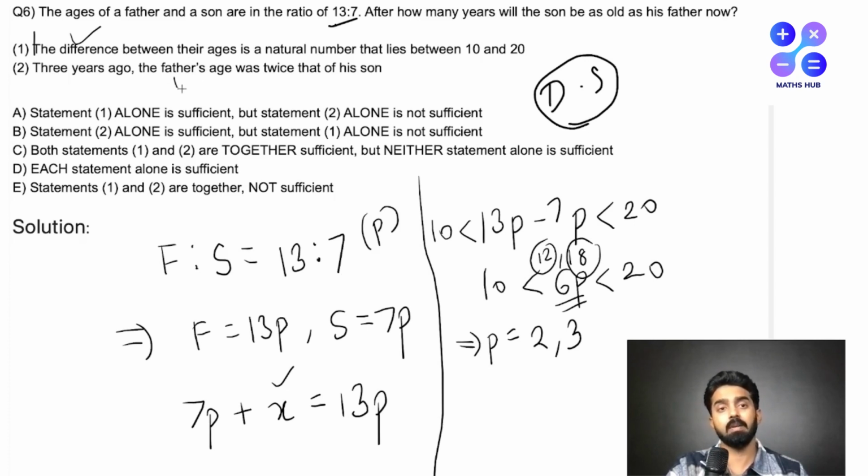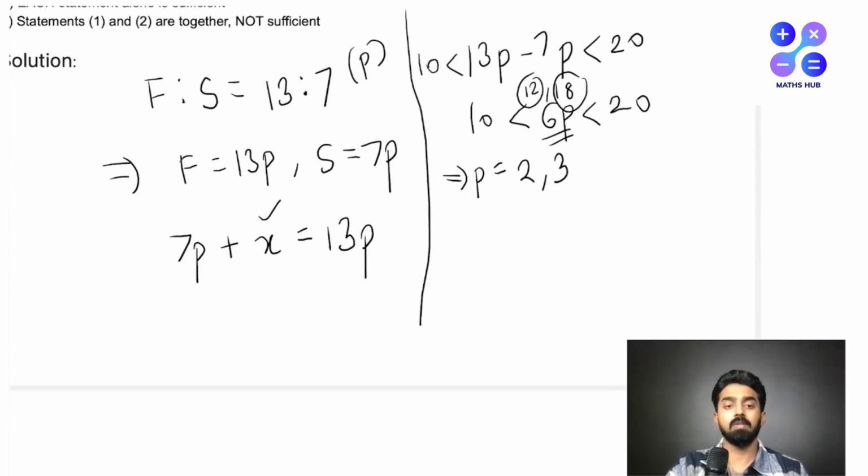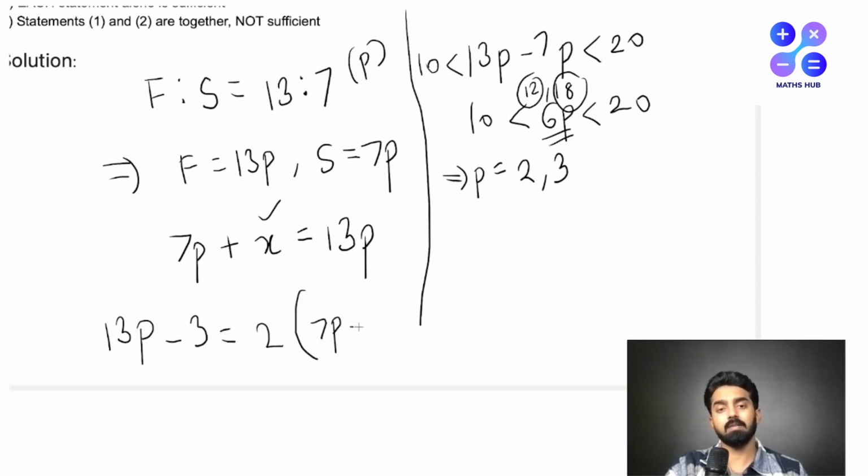So what about the second statement? 3 years ago, the father's age was twice that of his son. Okay, let's try that. 3 years ago, the father's age. So that means 13P minus 3 is equal to 2 times 7P minus 3, right? 3 years ago, what is the son's age? It was 7P minus 3. What's the father's age? 13P minus 3. So that was double of this number.